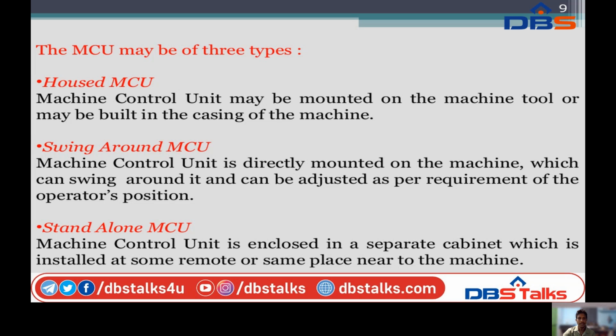I'm reading three types of machine control units here. First of all, housed type: we are mounting the machine control unit on the machine tool. In swing type, we are mounting it on the machine. In standalone MCU type, we are mounting or enclosing it in a separate cabinet. These are the three different types of machine control units.